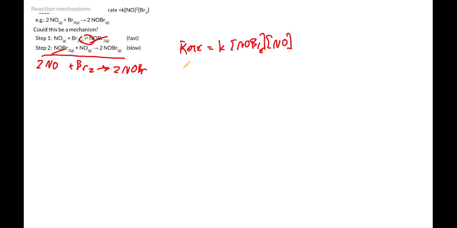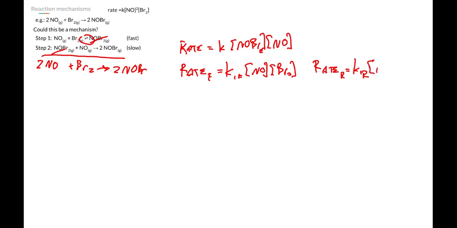The rate law for the forward reaction, let's say rate forward, is equal to K1 forward, for the forward reaction of the first step, times concentration of NO times concentration of Br2. The reverse reaction is going to have this rate law: rate reverse is K1 reverse times concentration of NOBr2 to the 1 power.